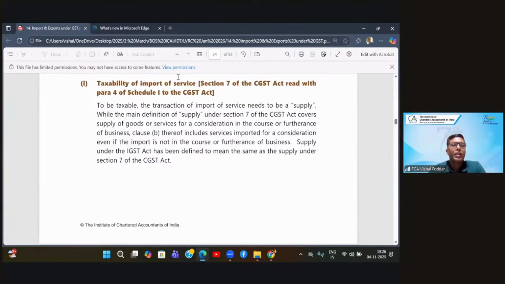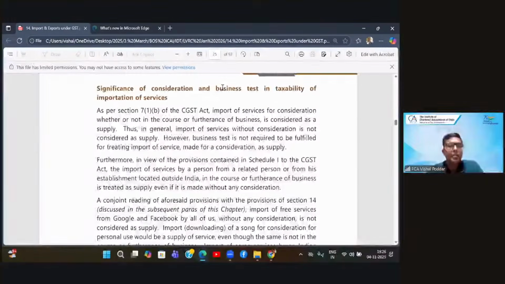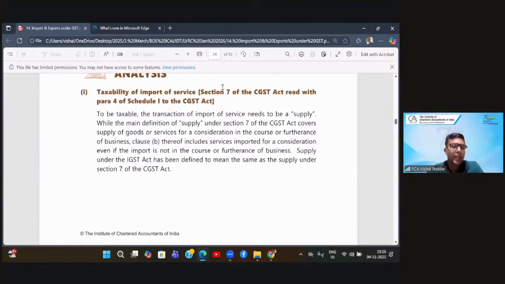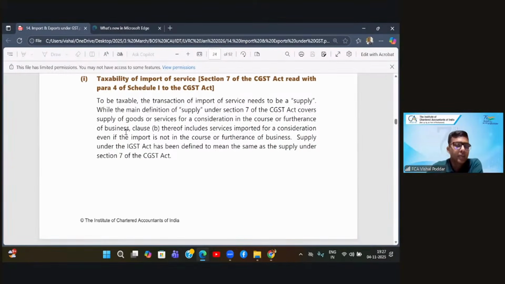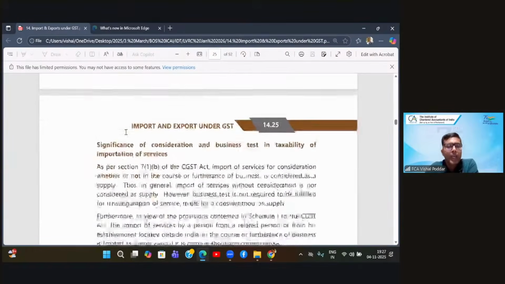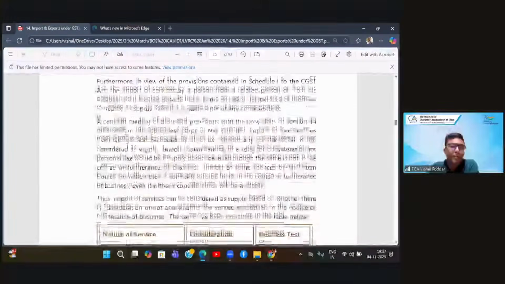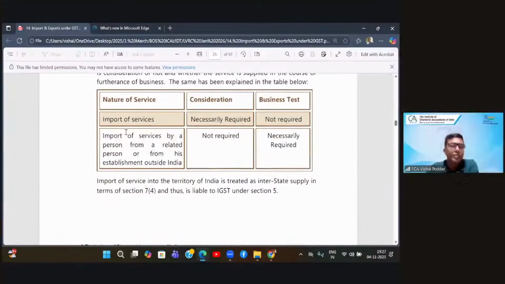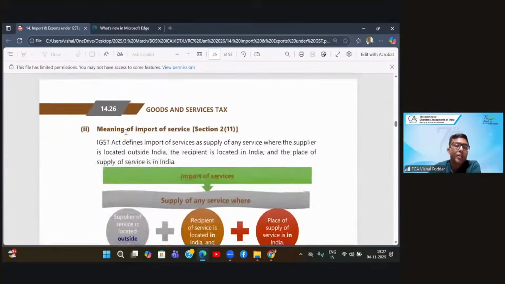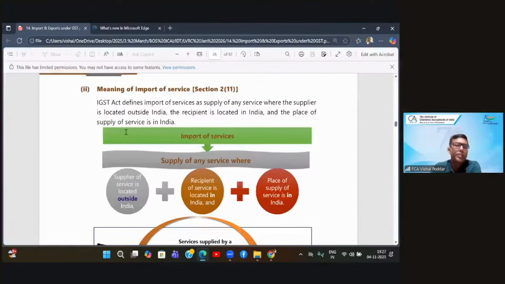Now going to the details, taxability of import of service. As I said, import of service is covered in all the three clauses. It is covered in 7.1A if all four conditions are satisfied, that is, there is import, the import is of service, there is consideration, and the business test is satisfied. However, where the business test is not satisfied, that is where the import is for personal use, still it is covered in supply under 7.1B, and where it is without consideration, then it is covered in 7.1C with a condition that the supplier and recipient are interrelated. So service is getting covered in all the three clauses. So somehow it will be a supply.